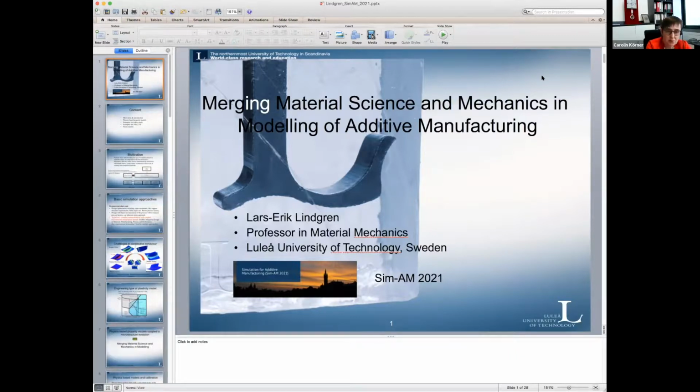Lars-Erik, thank you very much for this really nice talk. I have two different questions. The first question is, how are you modeling the elastic properties, the elastic modulus or the shear modulus near the melting point?